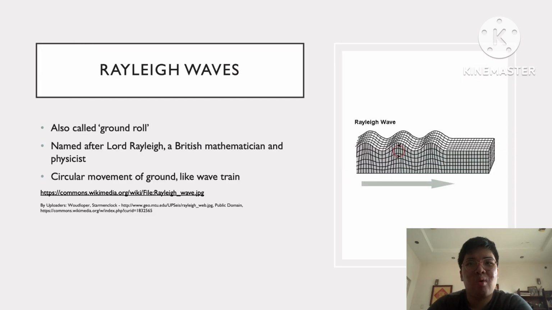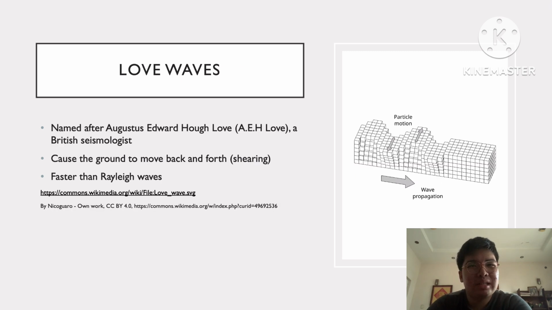Rayleigh wave, or ground roll, is a circular movement of the ground like that of waves in the ocean, and it was discovered by Lord Rayleigh. For instance, people observe Rayleigh waves during earthquakes when they are outside and see vehicles moving up and down with the waves if they are stopped or parked. Love waves were named after a British seismologist, A.E.H. Love. They refer to seismic waves that cause the ground to move back and forth, as well as shearing the ground. Love waves are faster than Rayleigh waves.